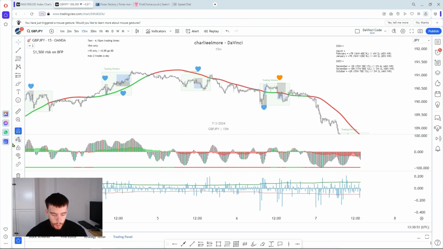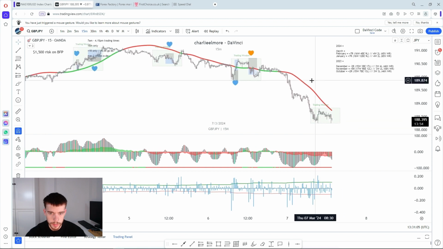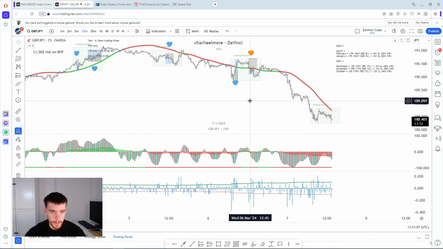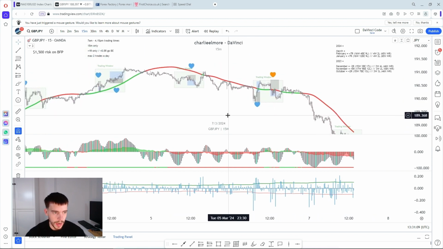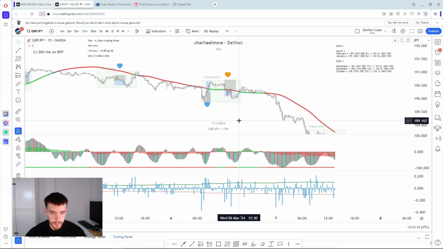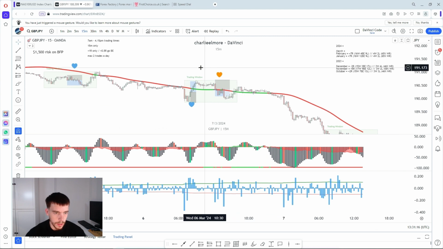So, what we are going to discuss today, and what we're going to go over, is something that I've been testing using the DaVinci Code strategy system. One thing I want to highlight with how I've been testing it straight away: all I've been looking for is a certain window of time in the day.